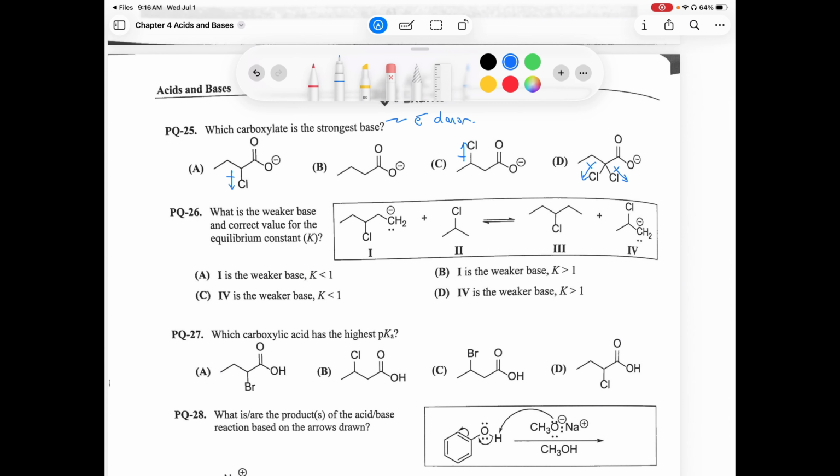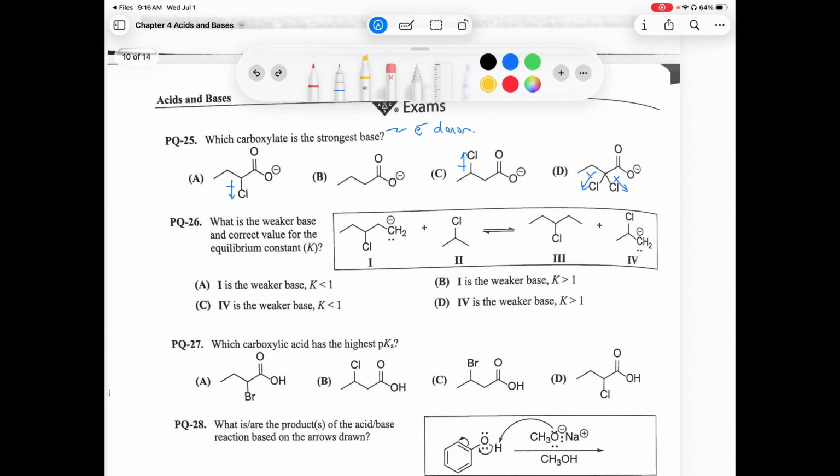What happens when you're pulling electron density away is that you're pulling in that negative charge and stabilizing it, making it less able to donate electrons. And so the only one that doesn't have that stabilization is going to be the strongest base. You could also draw the conjugate acid of each one, and say A and C and D are all going to be stronger acids than B because of the inductive effect of the chlorine. So either way, you're going to end up with the right answer.